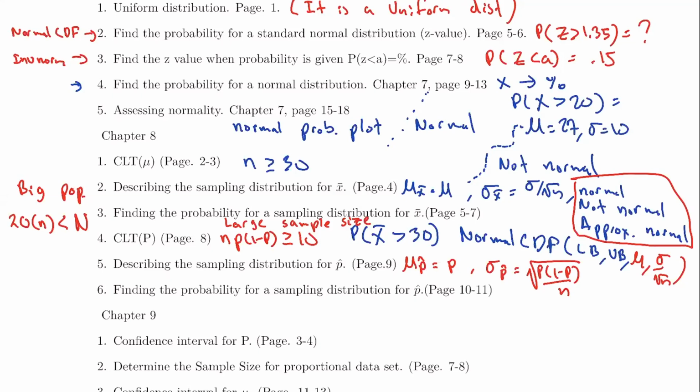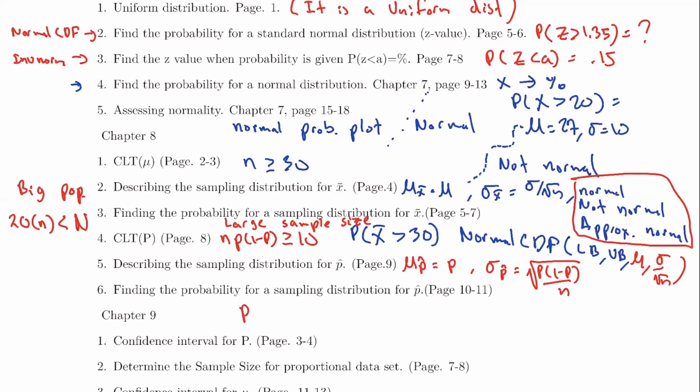All right. And then we have topic number 6. Topic number 6 says finding the probability for a sampling distribution of p hat. Yeah, that's what the p stands for, proportional. So yeah, topic number 6 says finding the probability for a sampling distribution for p hat.